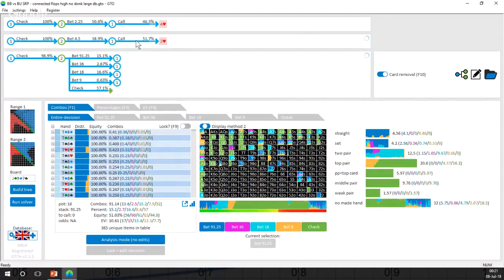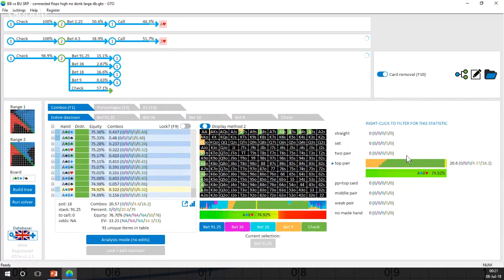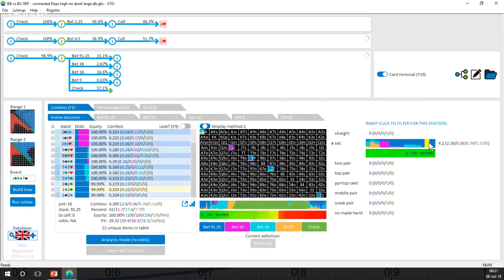Our opponent is very, very capped, so we can overbet our sets, right? We can jam pocket twos for five times the pot. Right, I love it. All right, cool.